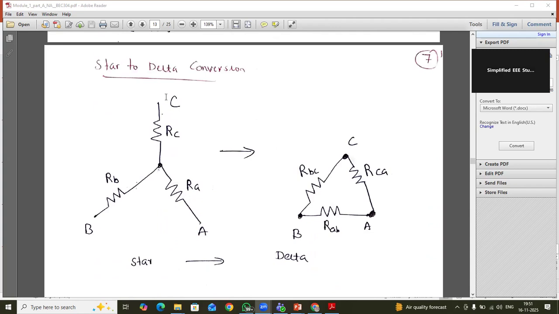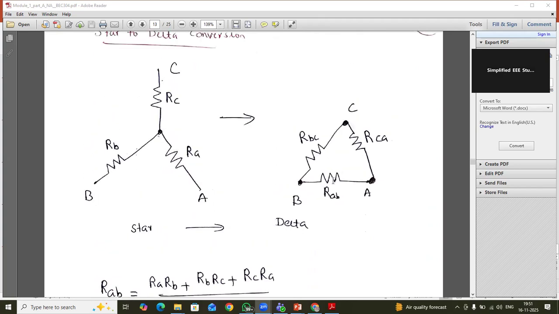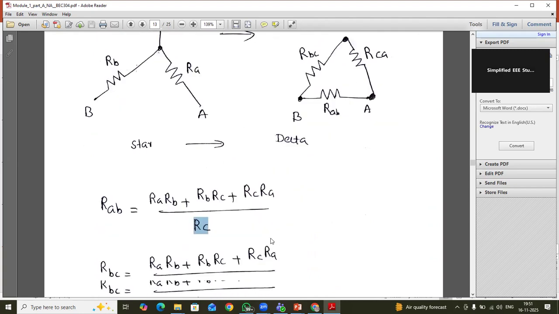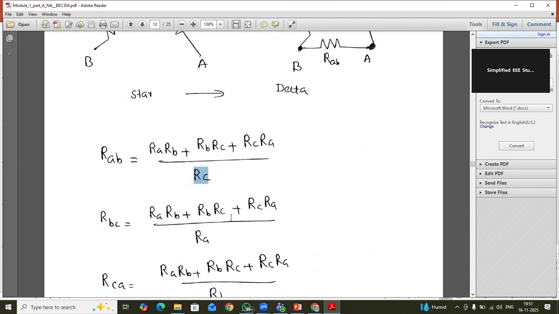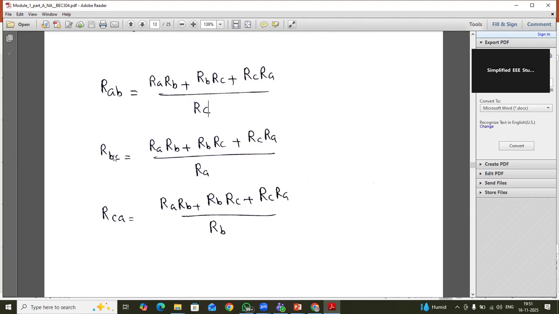So how to convert star to delta? Any notation you can use. We have a star, then you can see the delta. So how we can write delta RAB: RARB plus RBRC plus RCRA divided by RC. Here A and B means C is not available, so RC comes to the denominator. Then RBC, this is RBC. So RARB plus RBRC plus RCRA, the numerator remains the same, but the denominator is the unknown element.